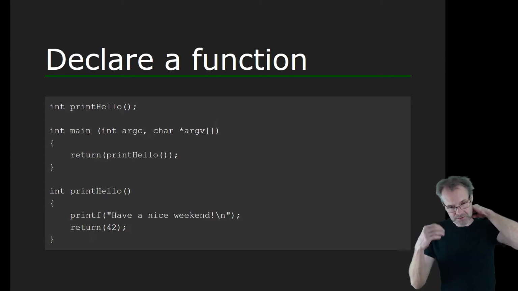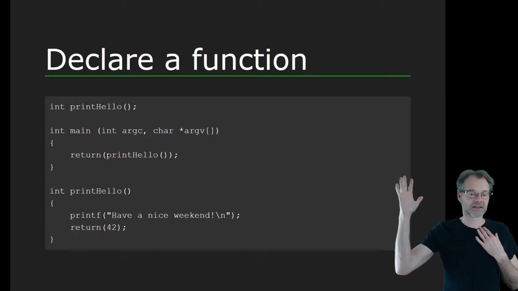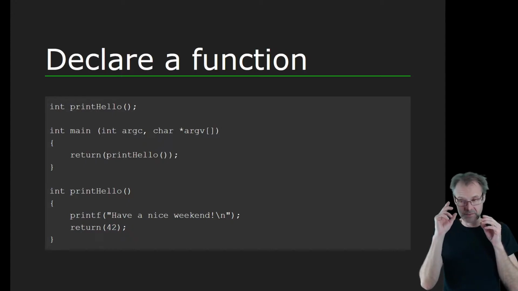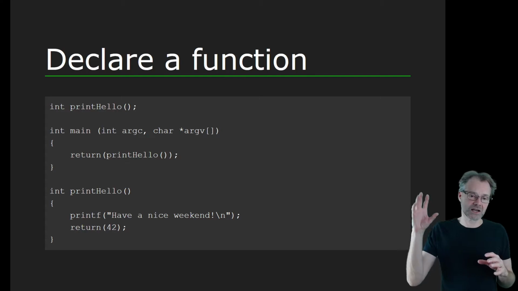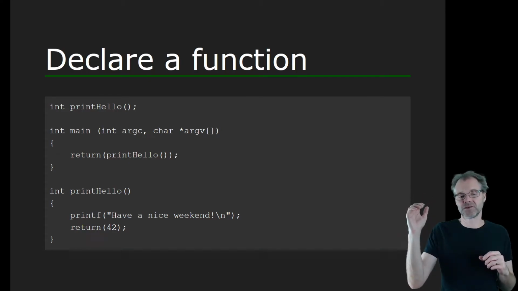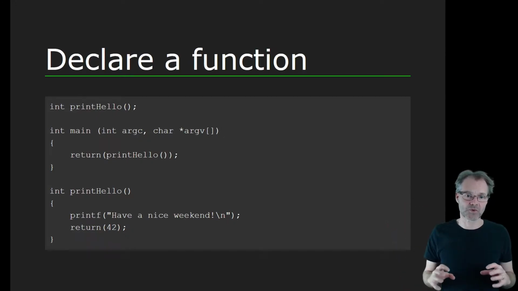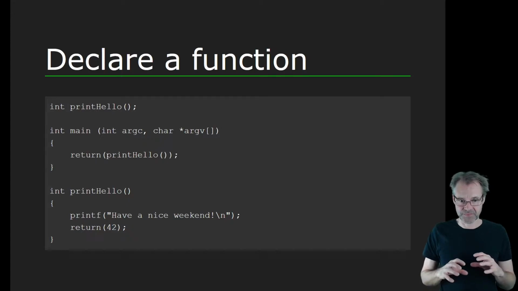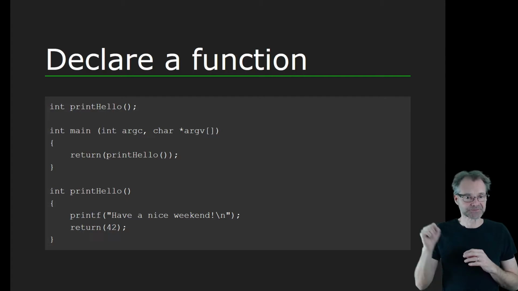You can also declare a function, which I'm doing at the top here. So I'm declaring it. I'm not yet implementing it. I'm just declaring it, defining it, saying, well, it's going to be a function called print hello that returns an integer without any parameters. It's going to be here somewhere. It will be implemented, but not currently here. So I'm only declaring it.